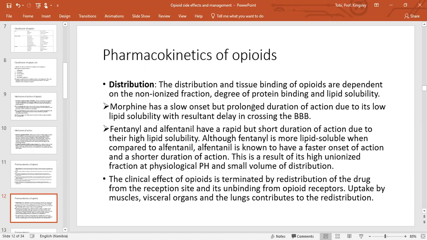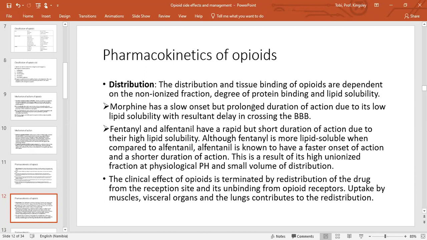All right, although if you compare fentanyl and morphine, fentanyl is more lipid soluble, fentanyl is known to have a faster onset of action and a shorter duration of action. The reason for this is the high unionized fraction at physiological pH and a small volume of distribution. That's fentanyl.